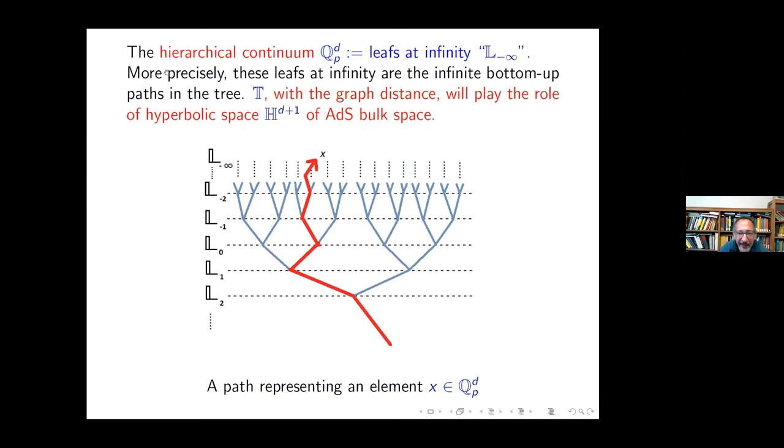Okay, so let me define now the hierarchical continuum. If you know p-adics, this is exactly what you know. If you don't, it's okay. This is a notation.